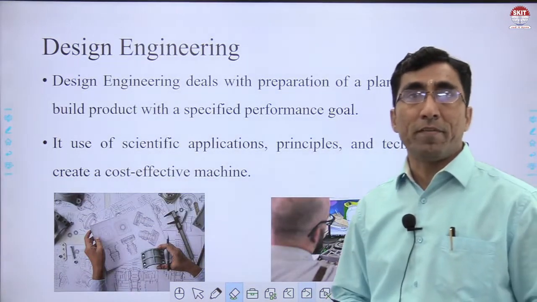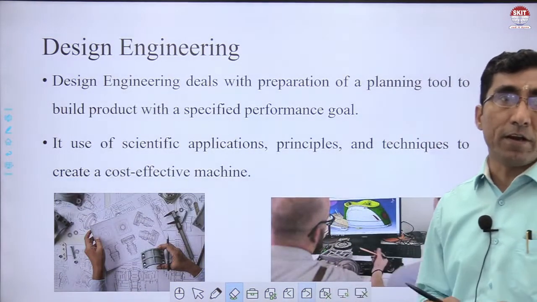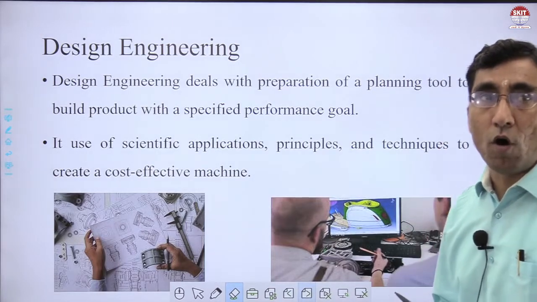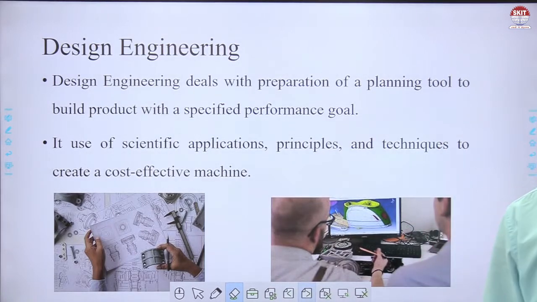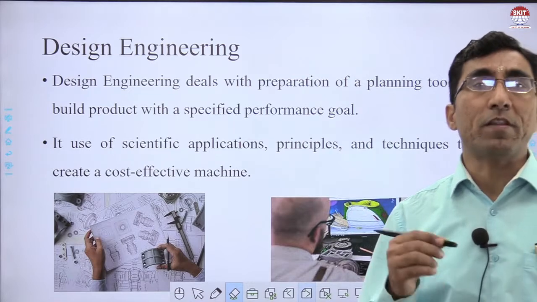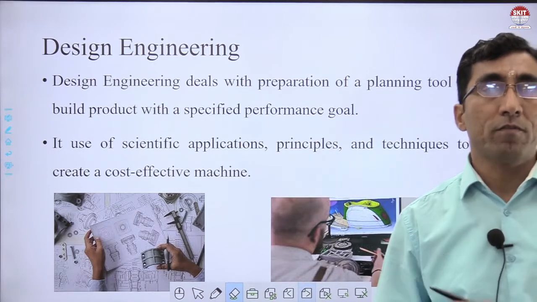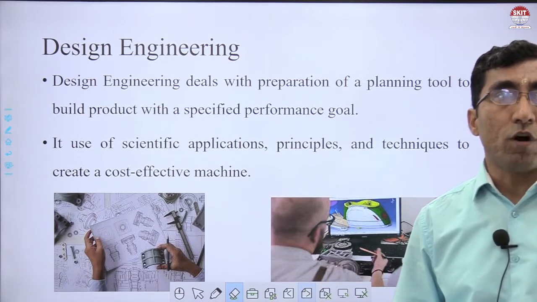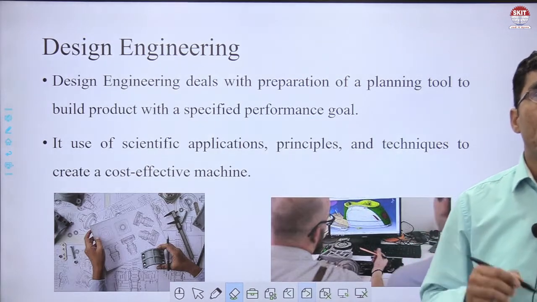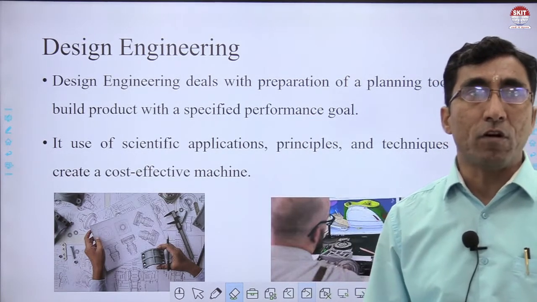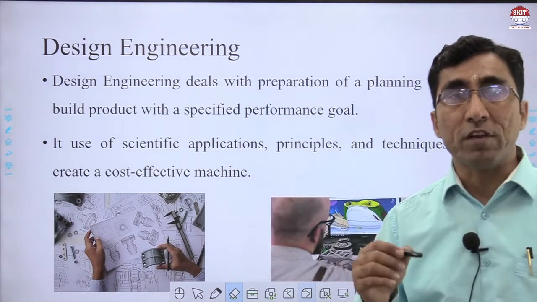So what is basically design engineering? Design engineering deals with the preparation of a planning tool to build a product with a specific performance goal. It makes use of scientific applications, principles and techniques to create a cost effective machine.